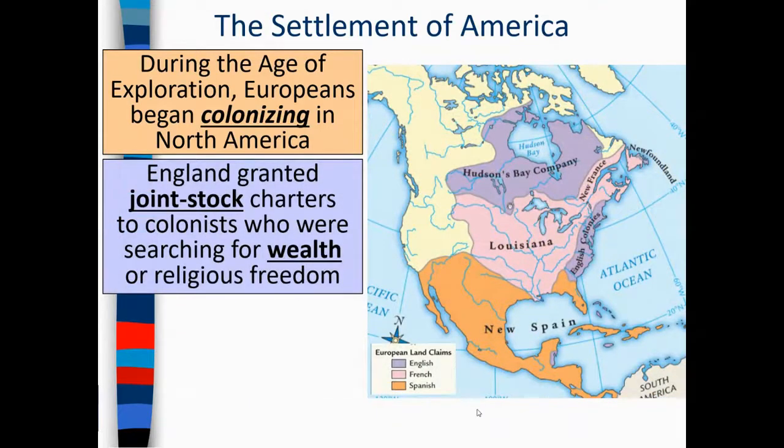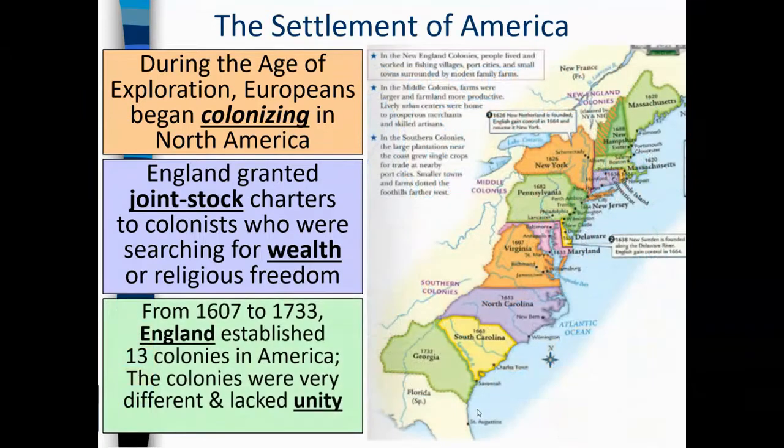England granted joint stock charters to colonists who were searching for wealth or religious freedom. From 1607 to 1733, England established 13 colonies in America. The colonies were very different and lacked unity.